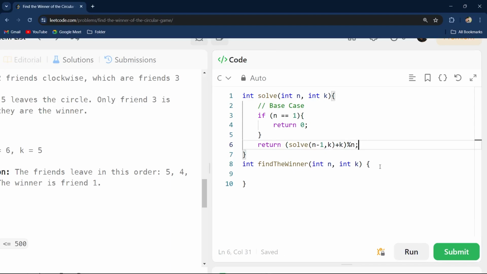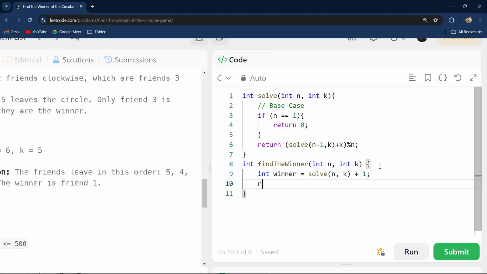And now in my function, the find winner function, I will take the winner as a function call to the solve function where I will pass my n comma k values. And as I said, if we are passing 1 as the value to that function, it will return 0, right? So every time I have to add a 1 here. And finally what you can do is you can return the winner. That's it, guys. If you understand the logic, writing the code is very simple.